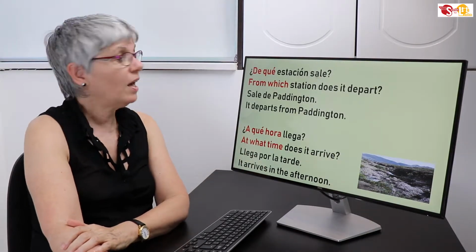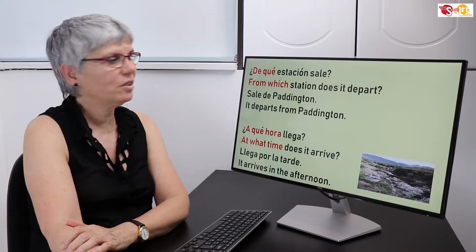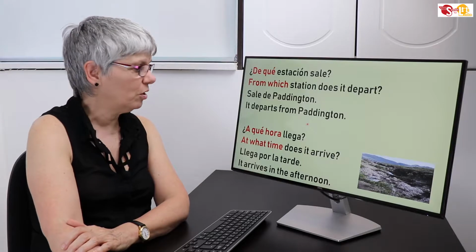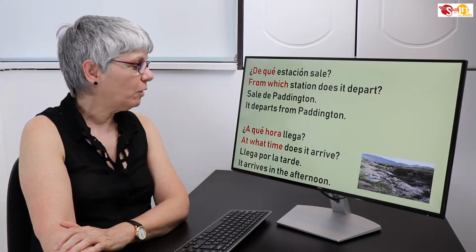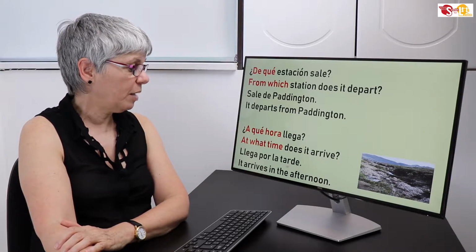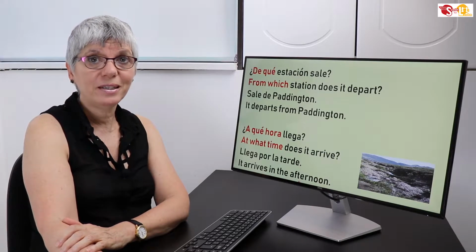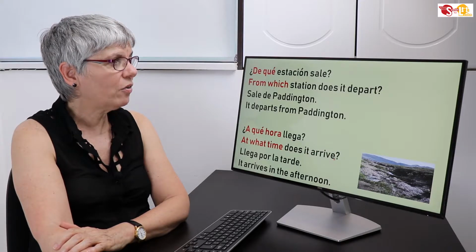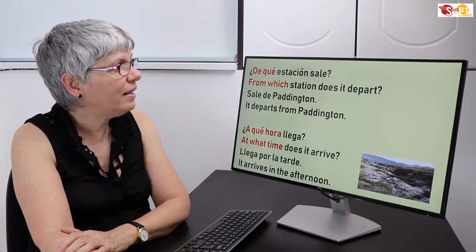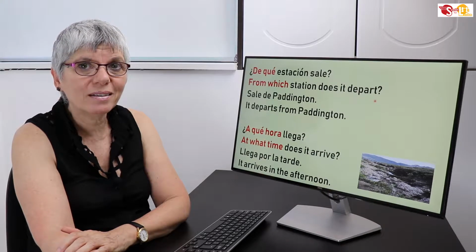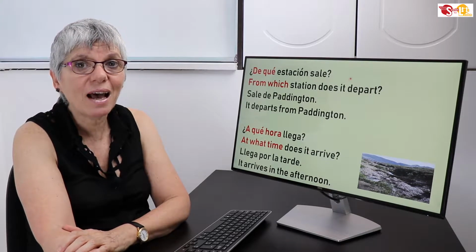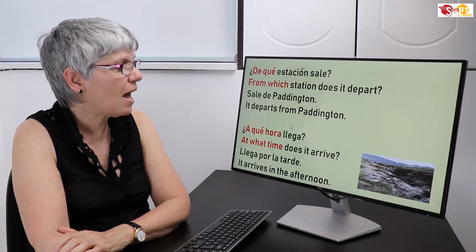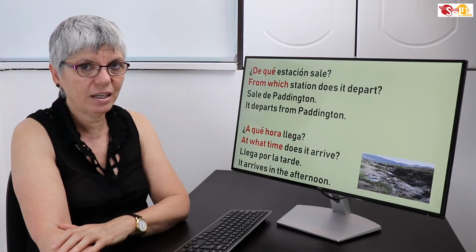So, ¿de qué estación sale? So, from which station does it depart? ¿De qué estación sale? Sale de Paddington. It departs from Paddington. ¿A qué hora llega? At what time does it arrive? Llega por la tarde. It arrives in the afternoon. Remember that llegar means to arrive, but salir means to depart. So, ¿a qué hora sale? means at what time does it depart? ¿A qué hora llega? means at what time does it arrive?